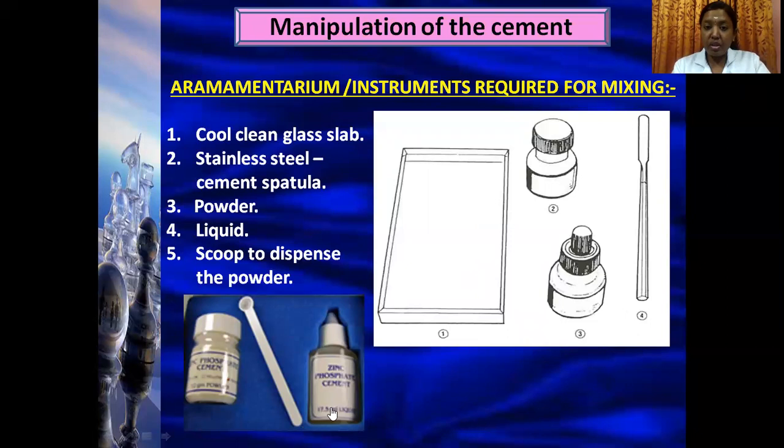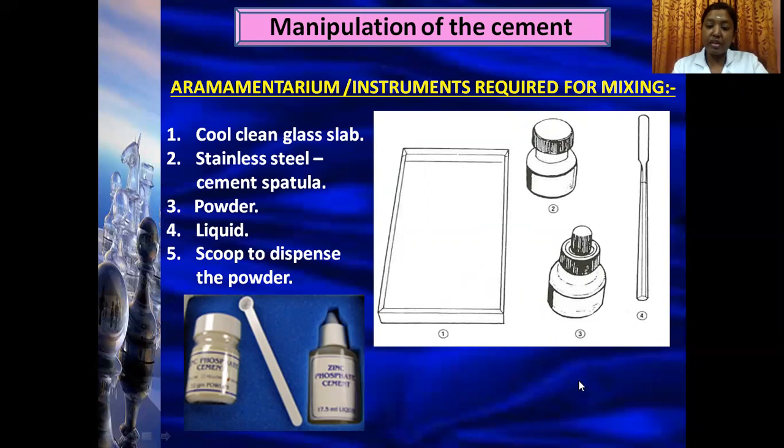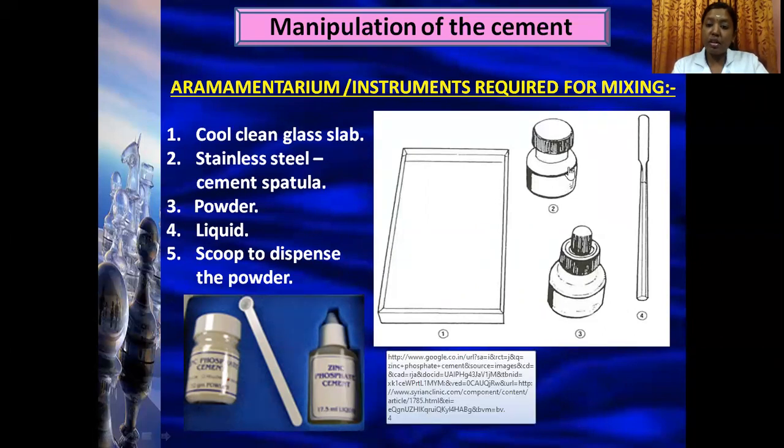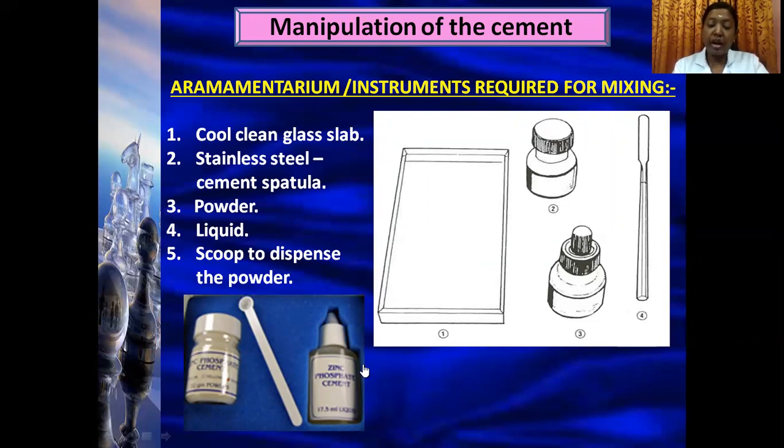So coming in detail to the manipulation, how do you mix this zinc phosphate cement? You can see in this picture, the materials that you need for mixing: a glass slab, then the powder bottle, the liquid bottle, and also your cement spatula. Ideally, a double-ended cement spatula is recommended. Then you need this particular scoop that is given by the manufacturer in order to dispense the powder.